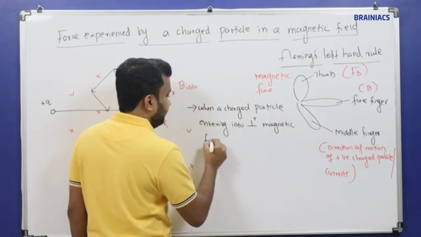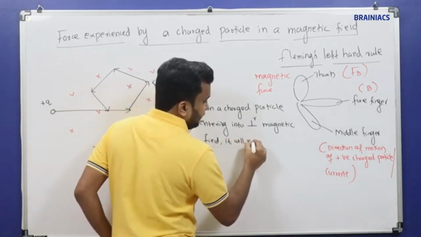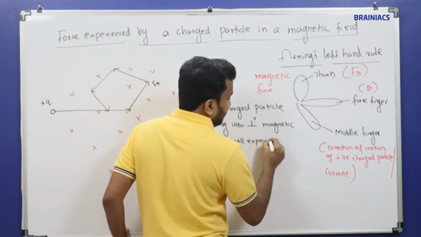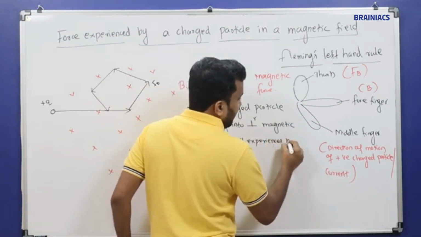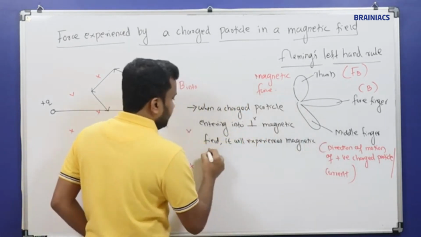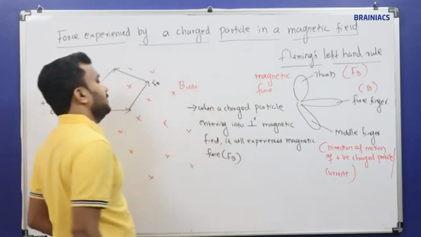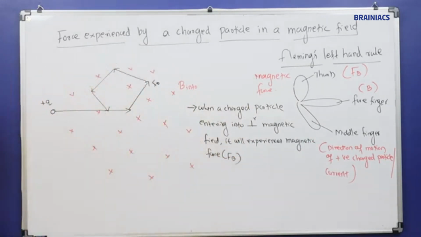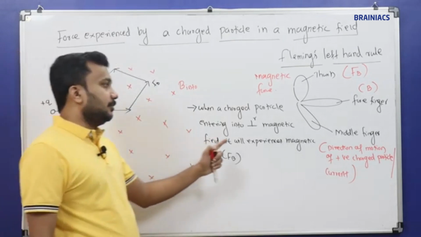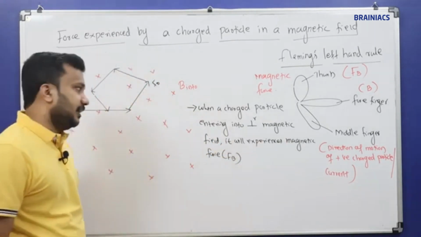Perpendicular magnetic field. It will experience a magnetic force. Correct? It will experience magnetic force. What is that force value called? FB. This is the first point. When a charged particle enters a perpendicular magnetic field, it will experience a magnetic force called FB.